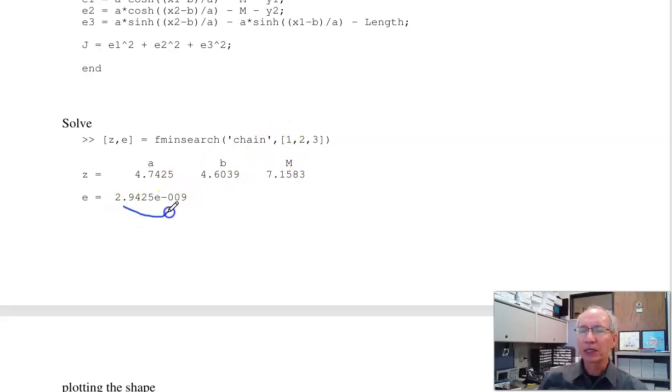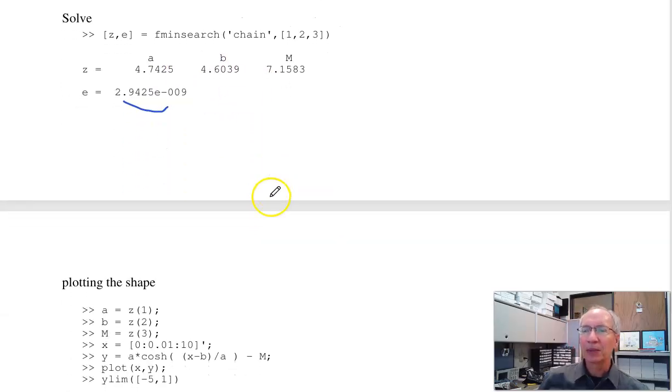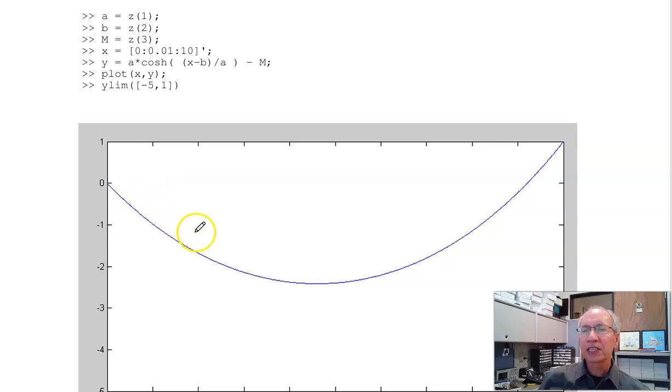Here's the sum squared error. Basically 0, so you found the answer. There's A, B, and M. And then this is the shape of a rope hanging between 0, 0 and 10, 1 with a length of 12. That's hyperbolic cosine.